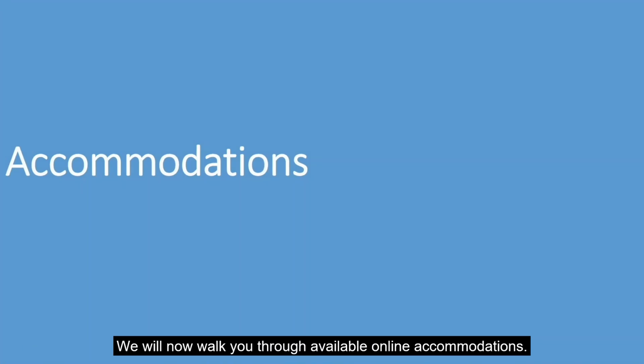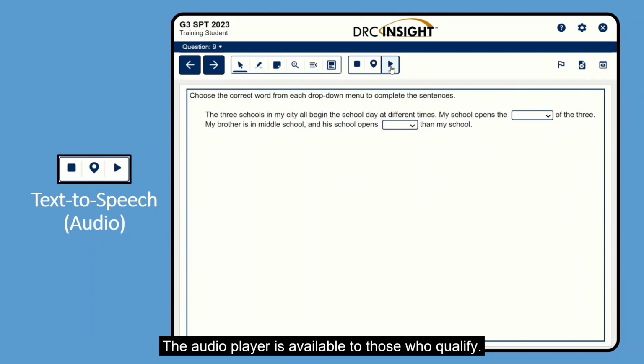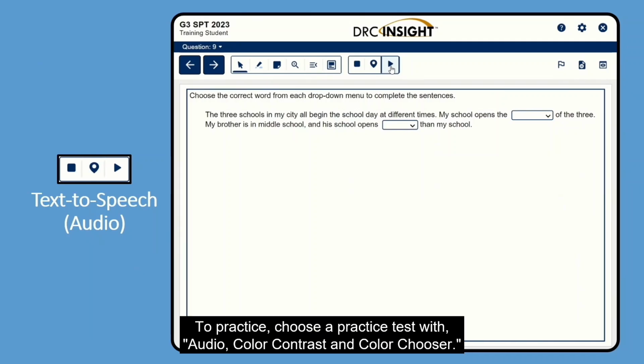We will now walk you through available online accommodations. For additional information, select the Help button when in a test. The audio player is available to those who qualify. To practice, choose a practice test with audio, color contrast and color chooser.